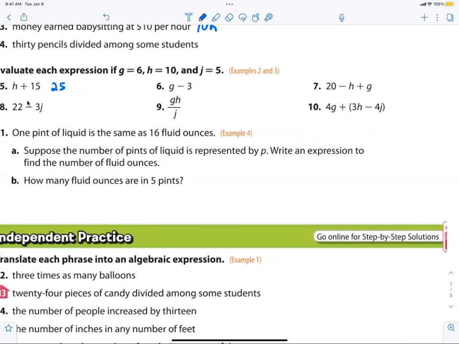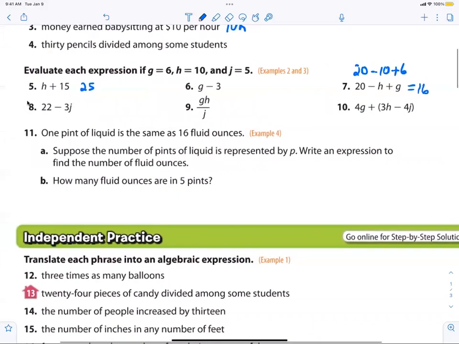Yes, 16. I'm happy, right? And if you want to put 20 minus 10 plus 6, I'm happy. It's really simple. As soon as you stop asking me questions, math gets what? Harder. If you can do everything I'm telling you to do, it'll be simple. Don't sit there and not know something. All right, number 9. What do I do here, Aiden?